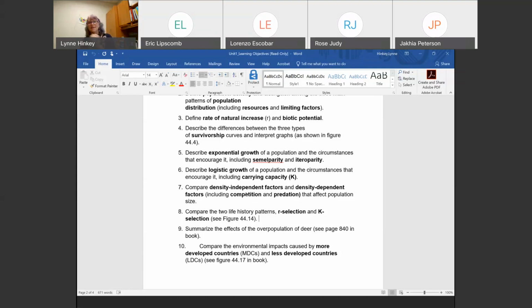Density independent factors are things that can control population size no matter how big or small that population is. A hurricane goes through, lots of animals are going to be wiped out, whether they have a high population density or low. Flooding, so natural disasters tend to fall under density independent factors, like forest fires, hurricanes, tornadoes.